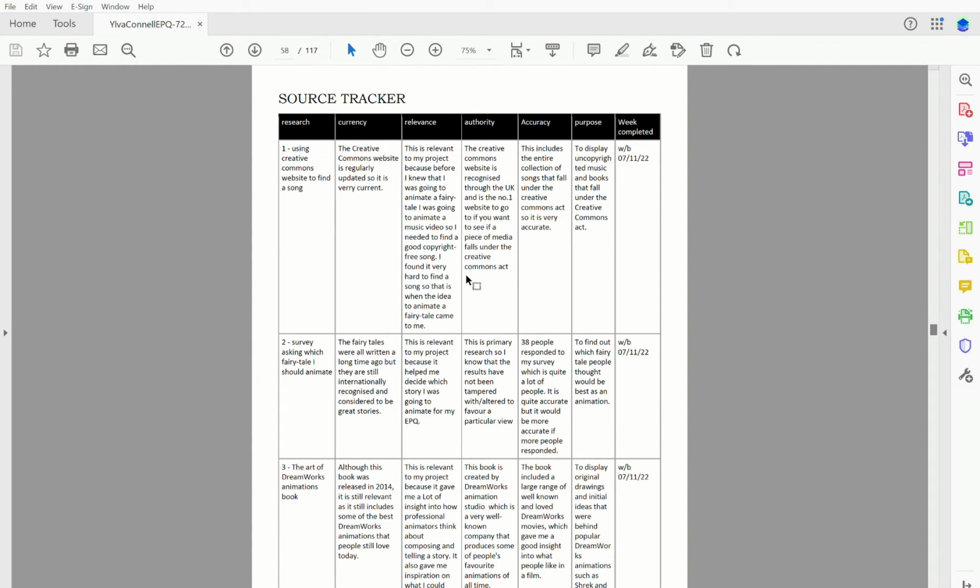You should then have a source tracker. So this is to check how accurate and authoritative your source is. So you should put your research, the currency of it, so how relevant is to today's society, and the relevance to your specific project, and then the authority, so who's published this source. And then you say the accuracy of the information and the purpose. So what are they trying to do in that video or that book? And then say the week completed.